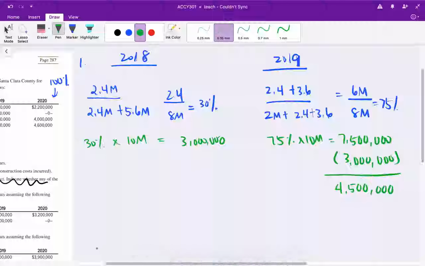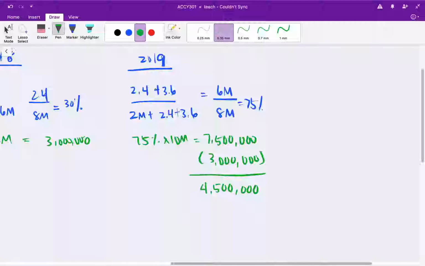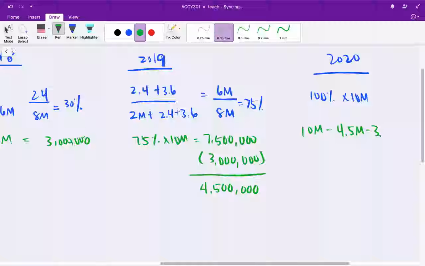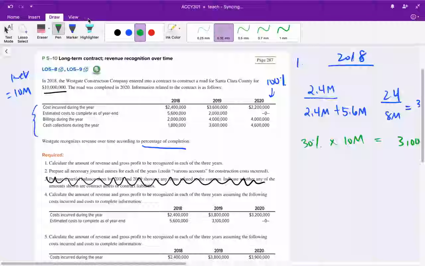And so 2020 is actually the easiest part because it's completed in 2020. You don't even have to calculate. You know that it's 100% times 10 million. The crucial part is just taking 10 million subtracted by everything in the past, and you should get 2.5 million as your revenue for 2020.